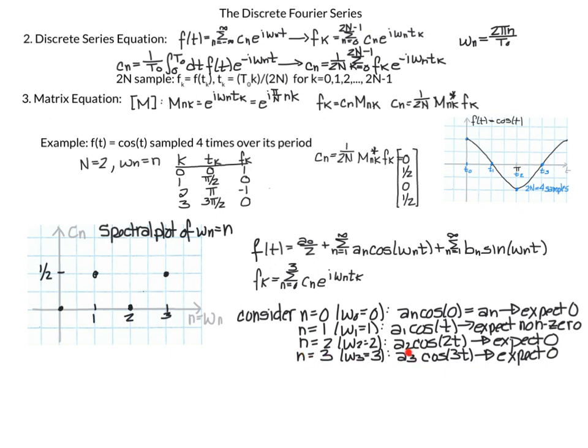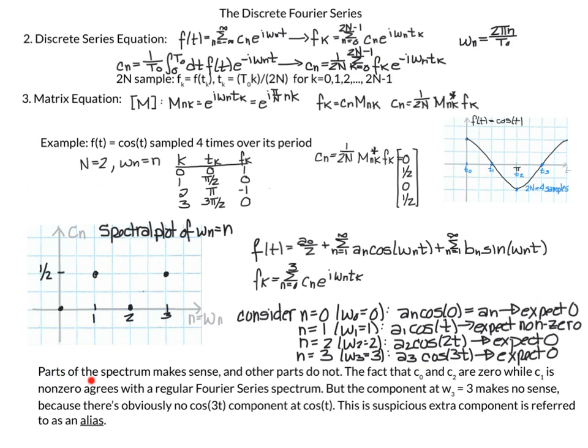For n equals 3, we're looking at a coefficient of cosine 3t, so again we expect a 0 because we're modeling a pure cosine t. So we expect 0, but we get this other value of 1/2. And your book makes this note: the parts of the spectrum make sense and other parts do not. The fact that C0 and C2 are 0, that's the part that was just some line, and C2 was frequency 2t. So we expect those to be 0, and C1 was non-zero, which is exactly what we expect because this is a cosine t function we're modeling.